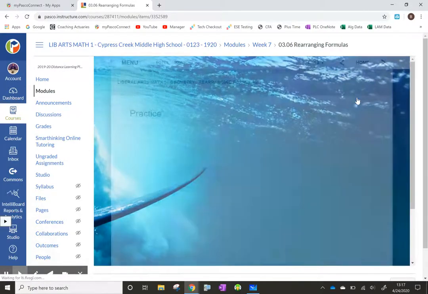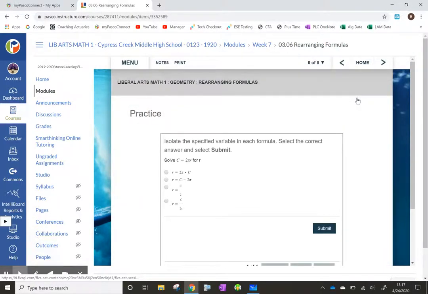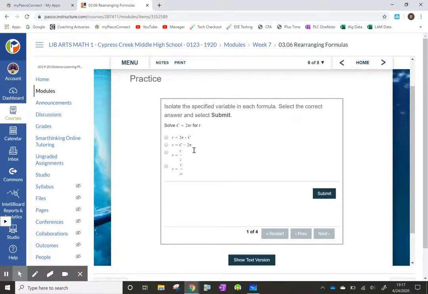So there are your formulas. Let's try maybe a couple of these real quick. You can either end the video if you get the idea, or if you want to go through these practice problems together, you can keep watching. Let's go through this one at least. So we want to solve for r here.